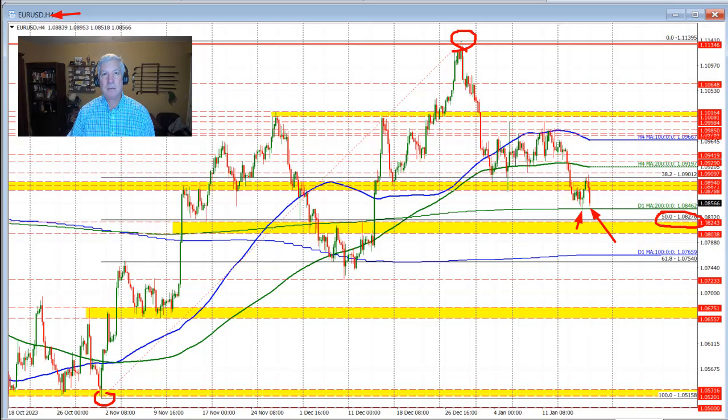So sellers are taking more control. We'll see if they can continue that momentum and this time get and stay below the 200-day moving average. That's going to be the key level today and going forward.